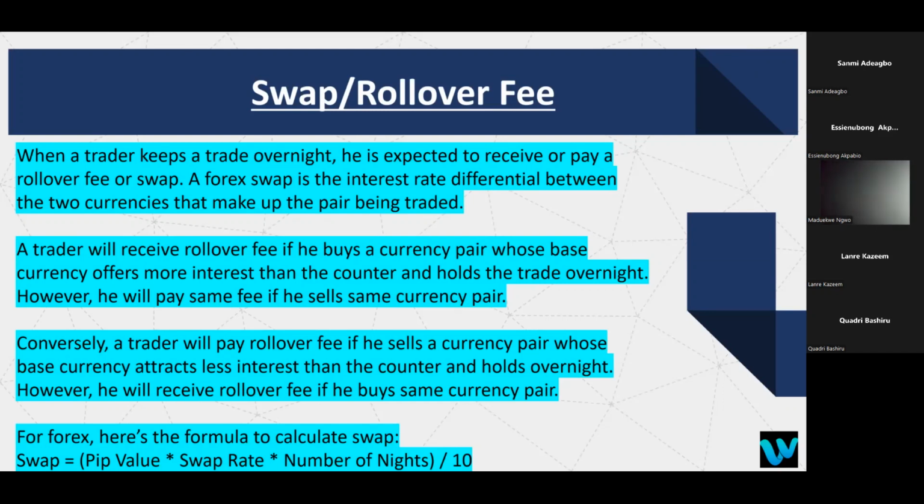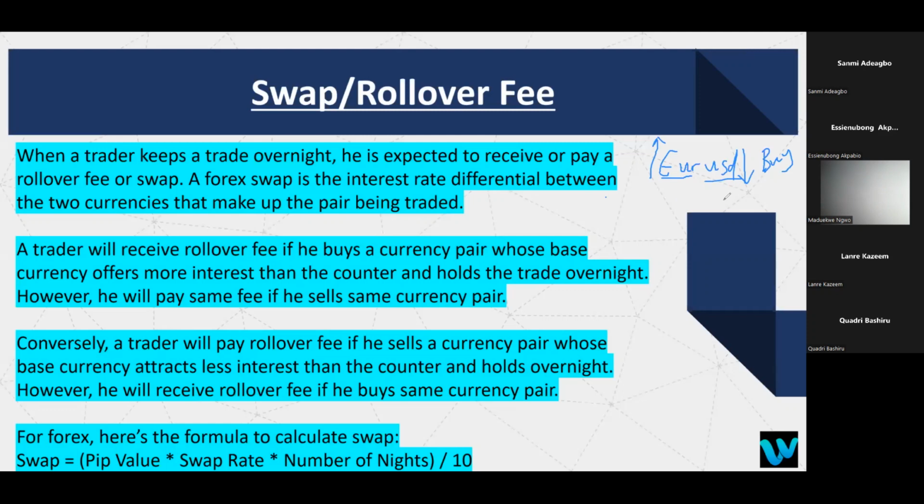For example, if you buy euro US dollar, don't worry, this is not a complicated thing. If you don't get it right now, you're going to get it later. So this is the euro US dollar currency pair. Let's say you buy it. When you buy euro US dollar, you are buying euro and simultaneously selling dollar. When you sell, it means you are selling euro and simultaneously buying US dollar.